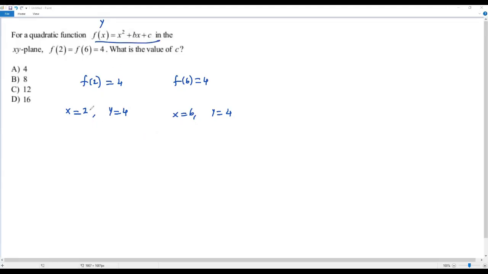Now let's find the average of the two x values, 2 and 6. Then we get (2 + 6)/2 = 8/2 = 4. So this 4 is the x coordinate of the vertex of the parabola given by this quadratic function.